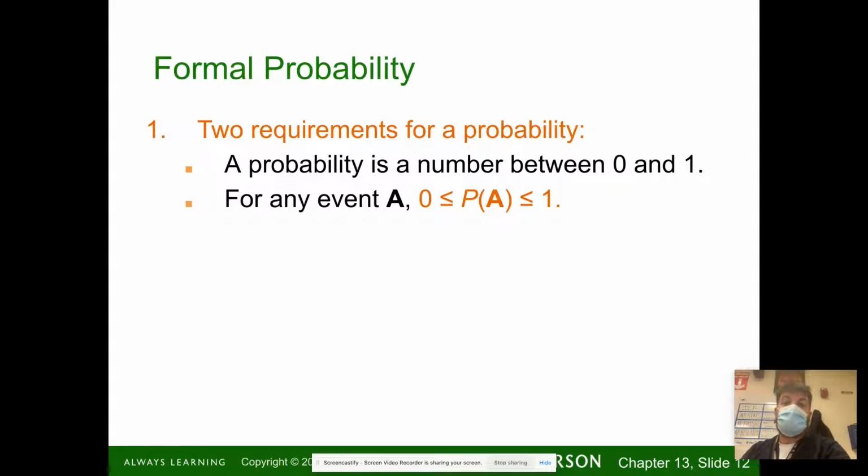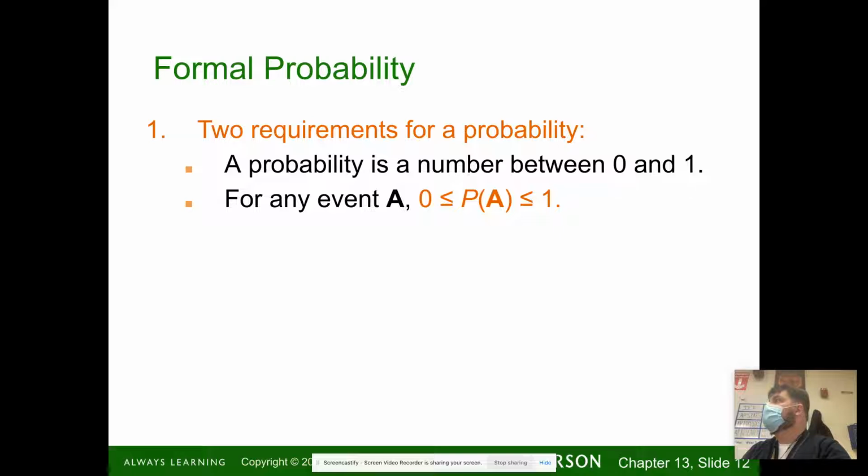There are 2 requirements for probability. Probability is a number between 0 and 1. You could think of it as a percentage, right? If I say 1 in 6, or 2 in 6, or 3 in 6, 3 in 6 would be 50%. So our probability is always going to be a decimal between 0 and 1. 1 is a 100% chance of the event occurring.